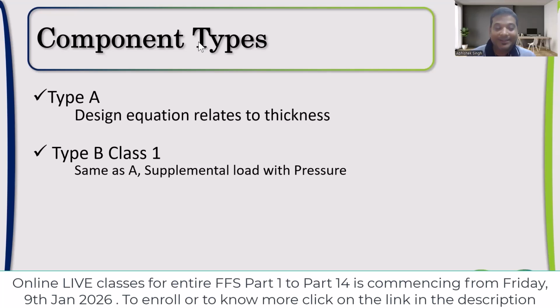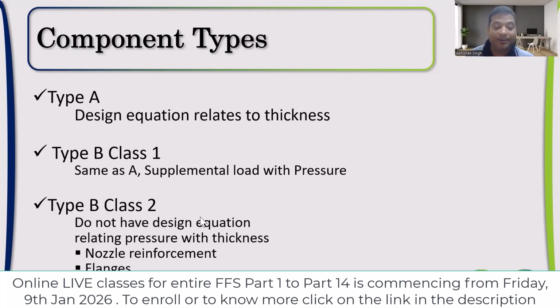Yes, so you can see here it is the same as A. There is no difference depending upon the type of component, the height limitation, everything is related to A. But here, you can also have a supplemental load. So if supplemental loads are there along with the pressure, then you classify that as type B class 1, a little bit more critical than type A. Same component with supplemental load.